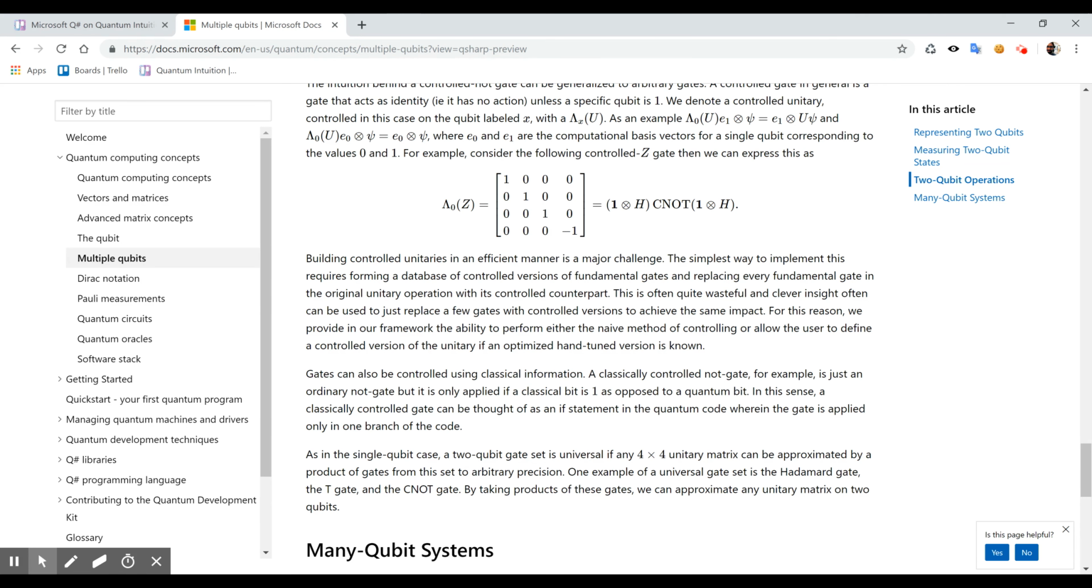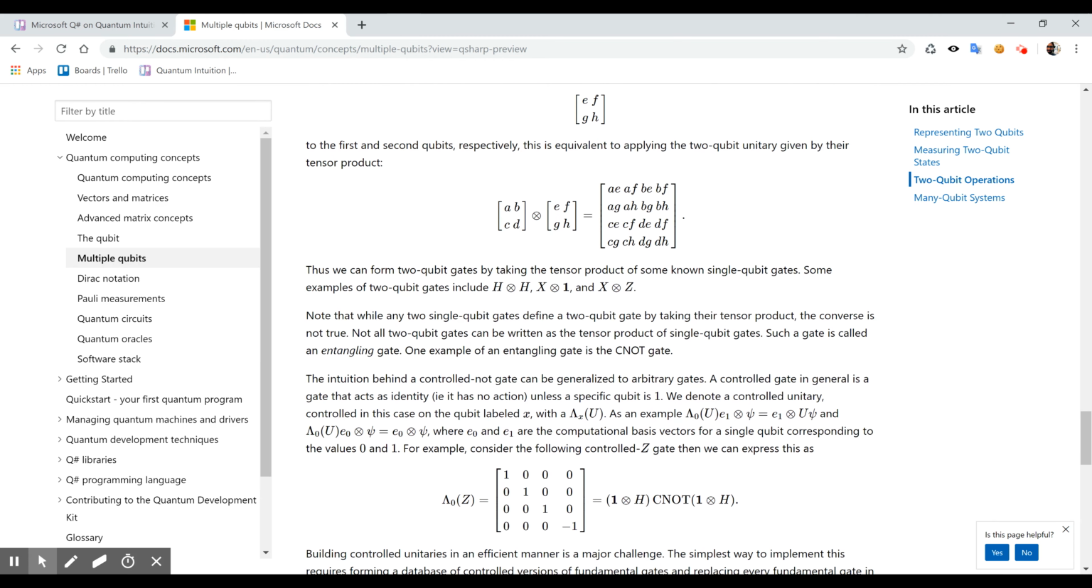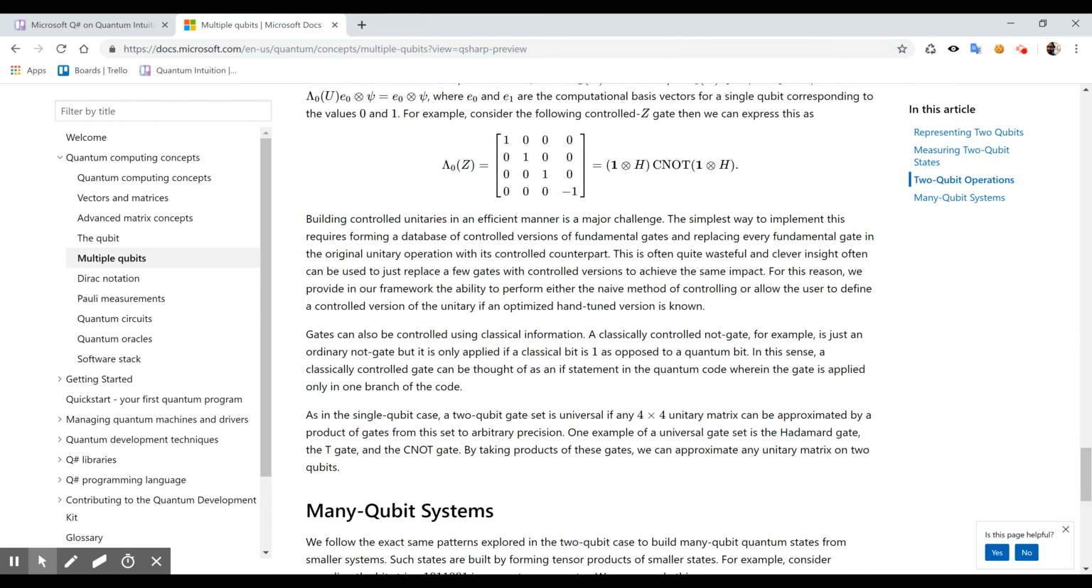More controlled versions to achieve the same impact. This is often quite useful. So here I think they talk about how you can make controlled versions of other gates. But again, maybe I'm going through that too quickly, but this guide doesn't have a smooth introduction to gates if you don't know what the gates concept is.